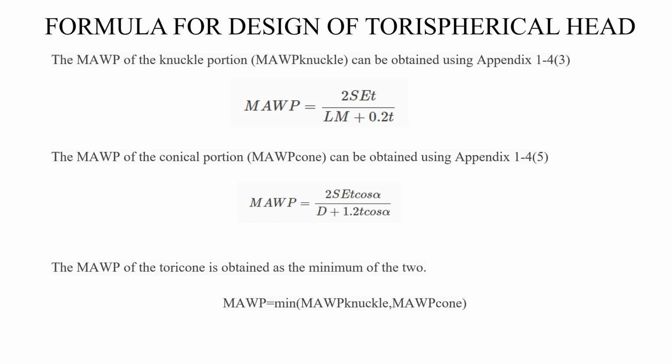Okay, so depending upon the thickness, you will redefine the MAWP. Same, you will have MAWP for knuckle area, and MAWP for conical area, and that will be same as the torispherical dished head formula MAWP and conical dished head formula MAWP, and minimum of these both will be the MAWP for that particular dished head.